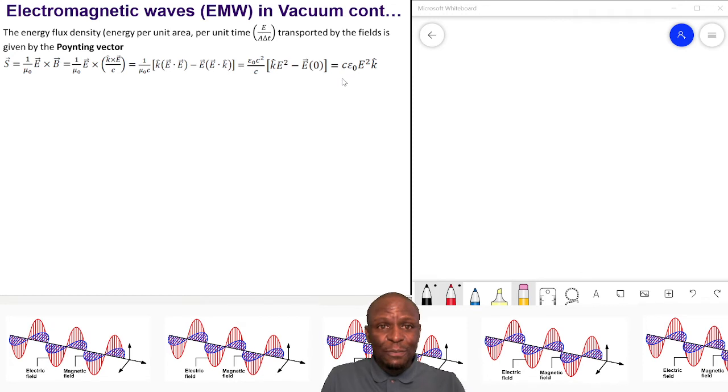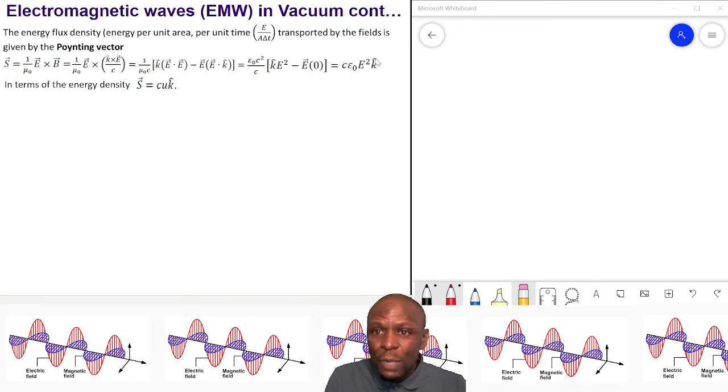the Poynting vector or the energy flux density is just given by this equation there. In terms of the energy density, S in terms of U is just given by this, and it is always a vector. That's why you have a unit vector in K. That means that the energy flux density is actually in the direction of the wave propagation.